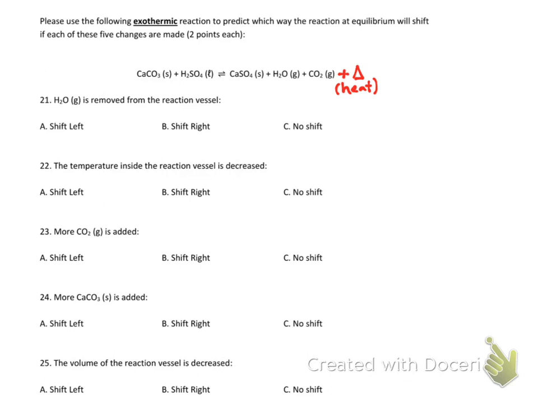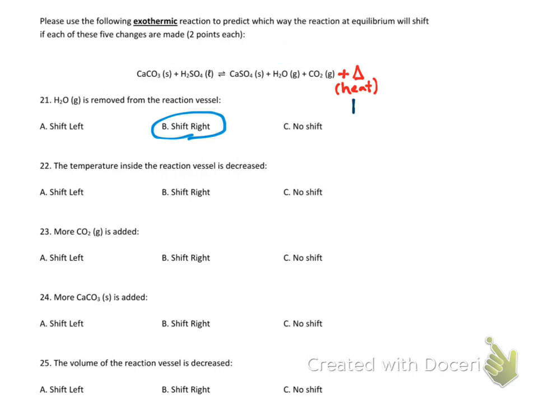Okay, question 21. H2O gas is removed from the reaction vessel. So if we're removing H2O gas, if we're at equilibrium and we remove products that are either gaseous or aqueous, that means there's not enough products anymore. So Q would no longer equal K, which means this reaction would shift to the right in order to get back to equilibrium.